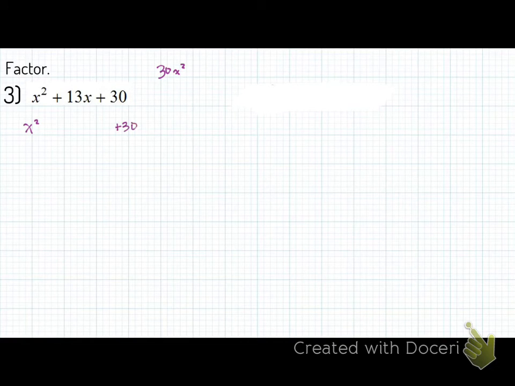Now, on the inside, I want to break apart positive 13x. So what can I rewrite it as? That adds to that, but also multiplies to 30x squared. Good, so we're going to write plus 10x plus 3x, right? Those are the only numbers we could really use. Well, you could also use 1 and 12, but that wouldn't work.